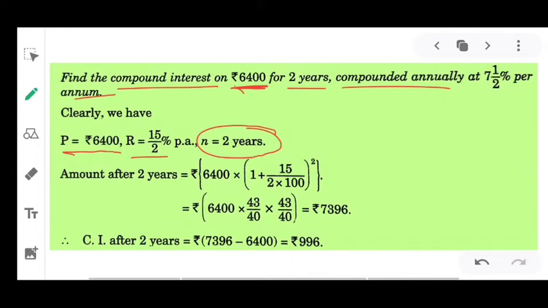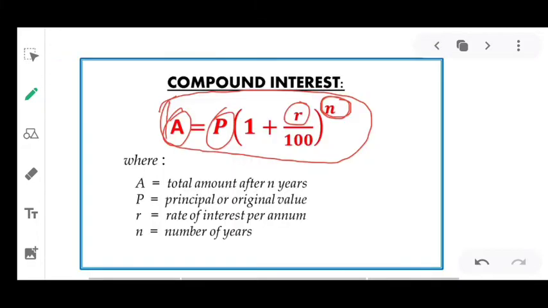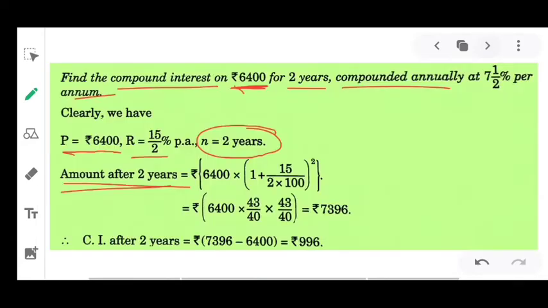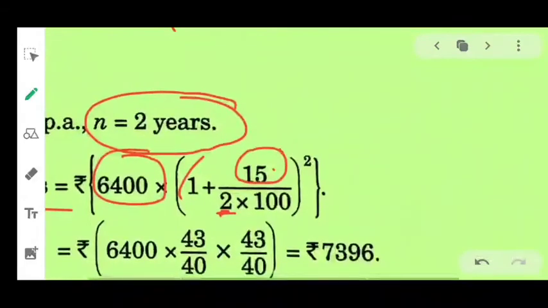Okay, now amount after 2 years, the formula is amount equal to what? P into 1 plus R by 100 raised to the power n. So P is 6400 into 1 plus R is 15 by 2, by 100, raised to the power 2, because n is 2 here.